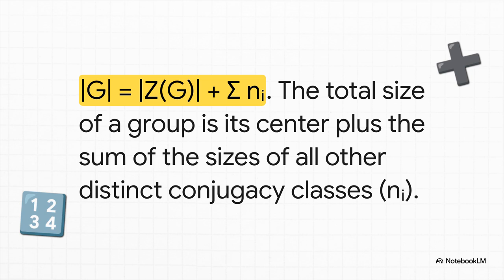I mean, think about it. Since these classes are just those disjoint families we found, this equation is really just a simple accounting identity. We're just adding up the sizes of all the little cliques to get the size of the whole group back.